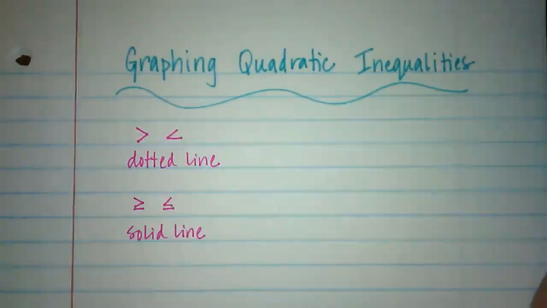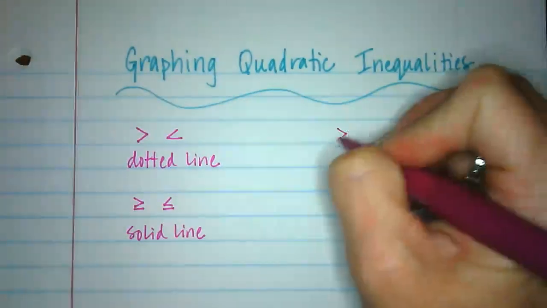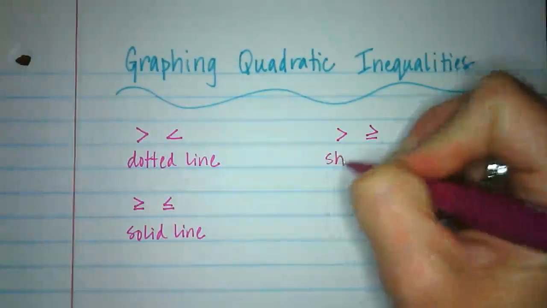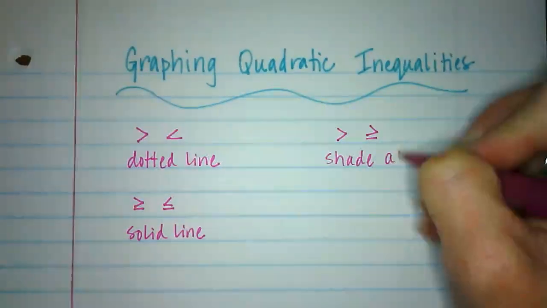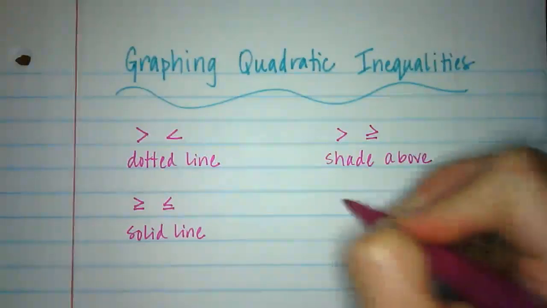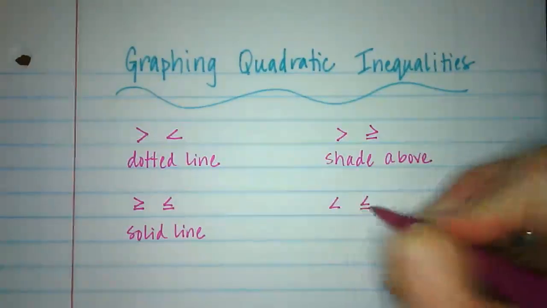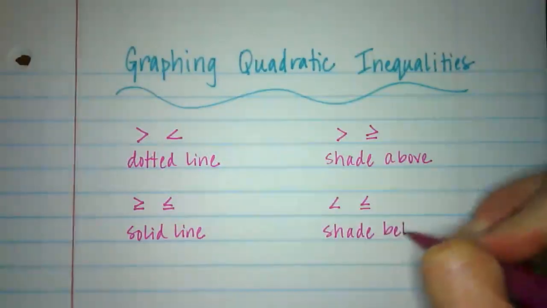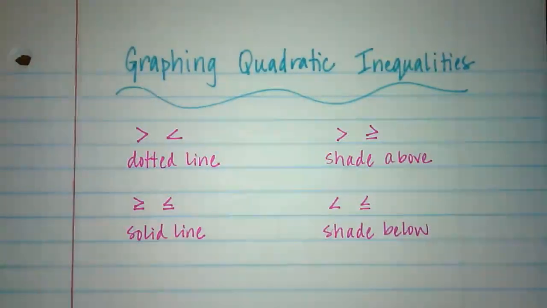Then we also need to do some shading. So if we had greater than or equal to, we need to shade above, and less than or equal to tells us that we need to shade below. Now, when we were doing the linear inequalities, I told you to look at the y-intercept and decide whether you should shade above or below based on the y-intercept.